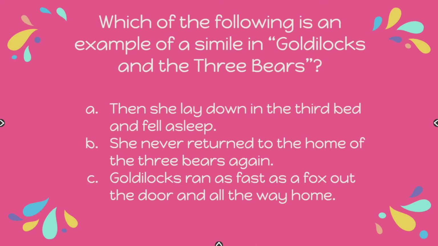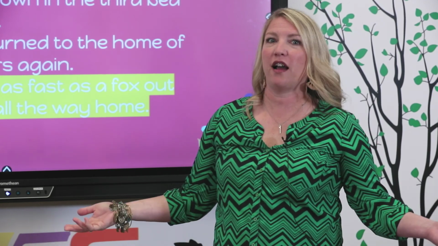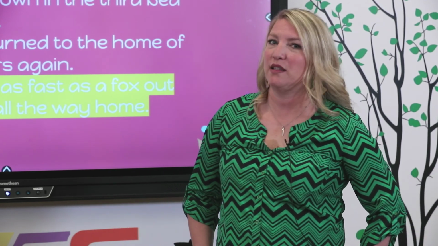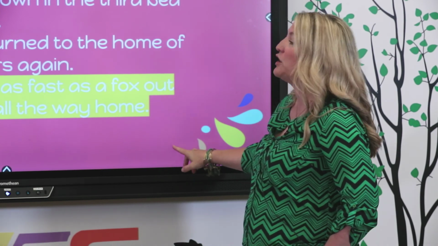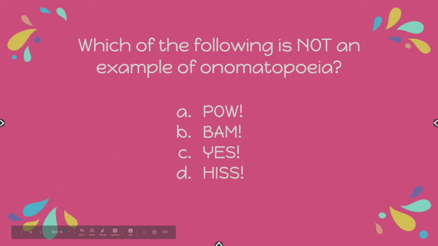Did you figure it out? If you said C, you are correct. Goldilocks ran as fast as a fox. That's our simile. She didn't run as fast as a fox. She's not a fox. But she ran as fast as she could out. And I know that she is running really, really fast because she wants to get away from those bears.